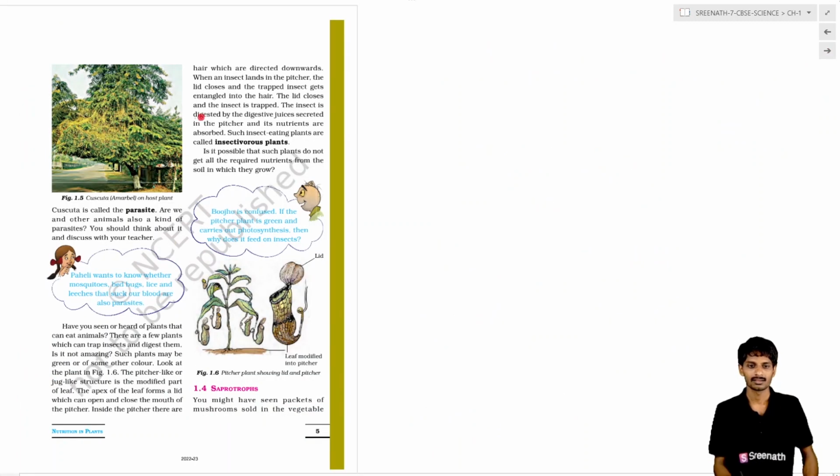Okay, what is it? Cuscuta. This green color plant is not Cuscuta. The yellow color structure which is winding around the stem and leaves is called Cuscuta. It is one type of plant. It does not have green color, it does not have leaves, so it cannot prepare food by its own. So what is it doing? It is winding around another green plant, which is the host.